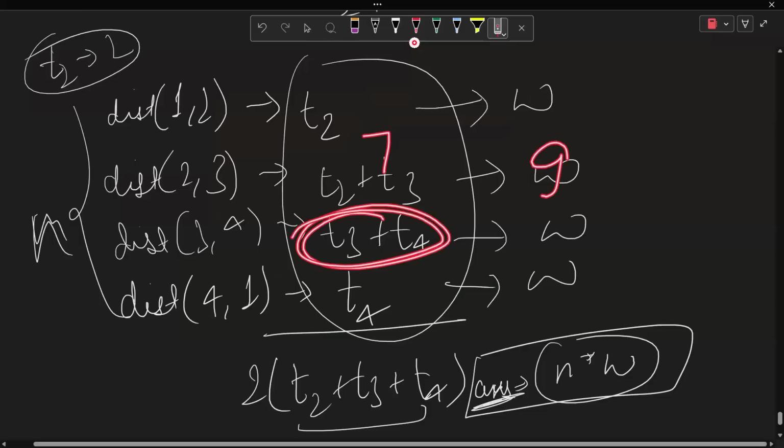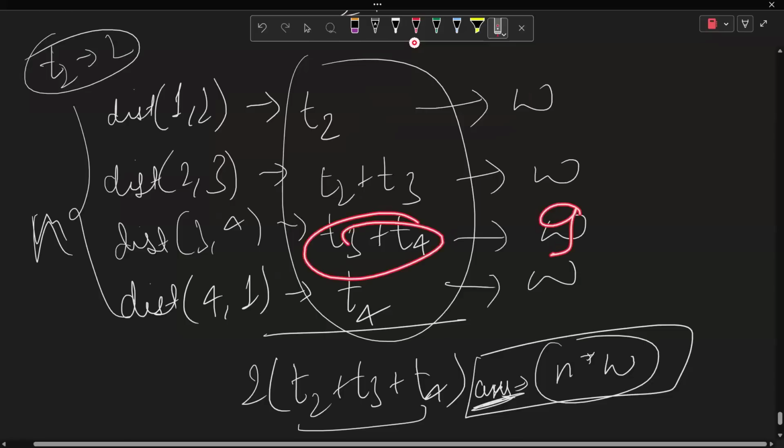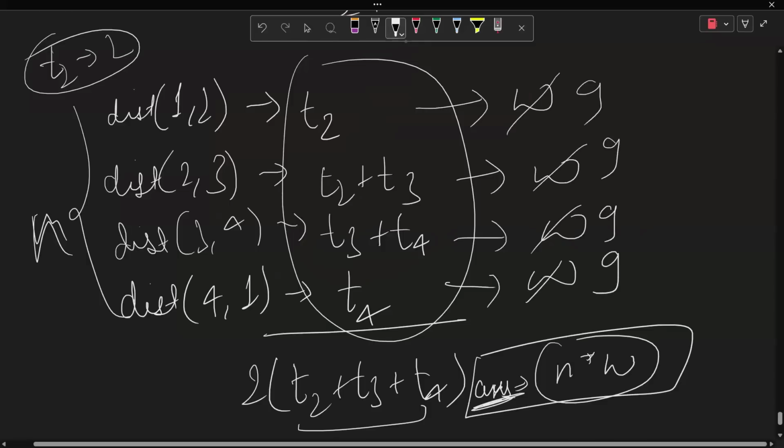Now this T3 plus T4 would also get affected. It was 9 before, but now you know some 2 is there in T2. So this T3 plus T4 can at max have 7. So basically, initially this thing was actually 9, 9, 9. After replacing this T2 by 2, the distance 1, 2, since it was T2, became 2. Distance 2, 3, since it had T2 but there was some unknown T3, became 2 plus, for the unknown you assign 7.